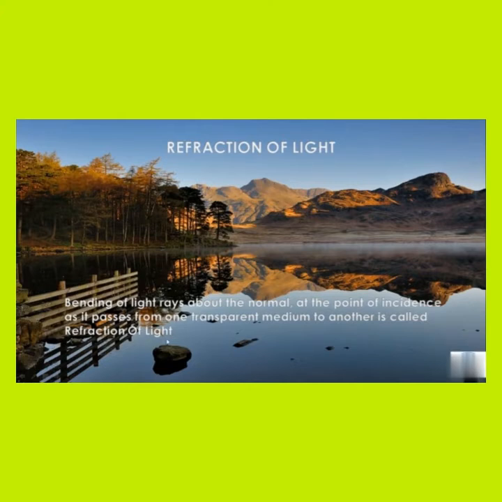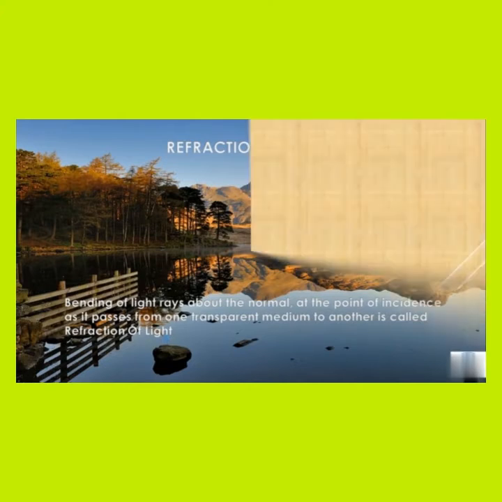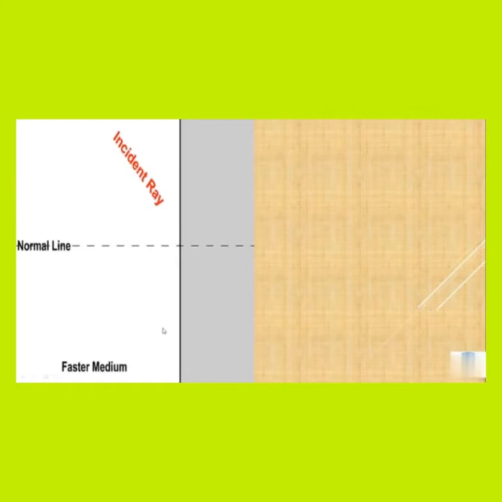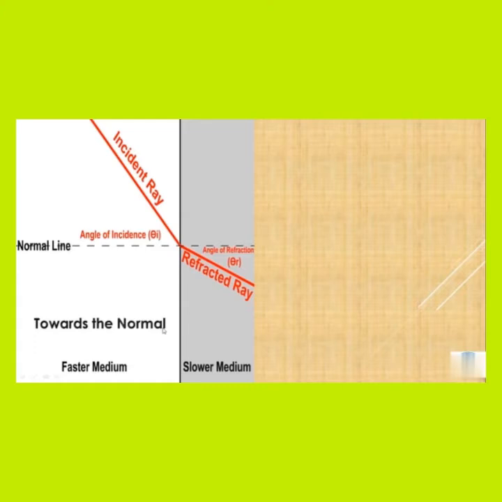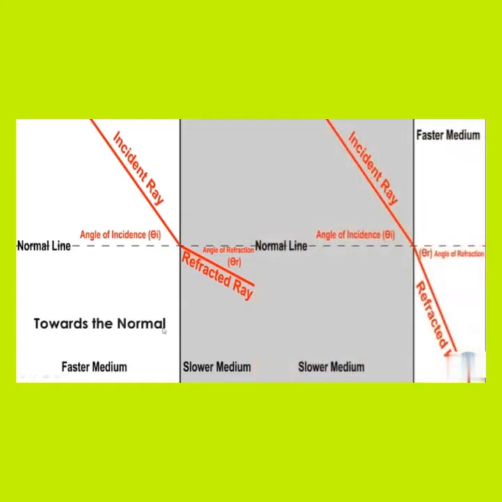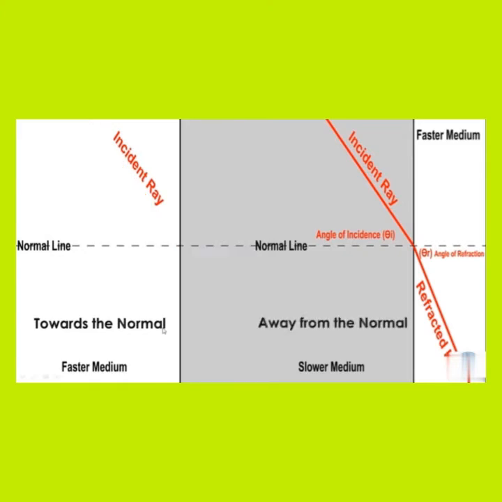When a light ray travels from the rarer medium into the denser medium, it bends towards the normal. See the left side of the picture. When it travels from the denser medium into the rarer medium, it bends away from the normal. See the right side of the picture.